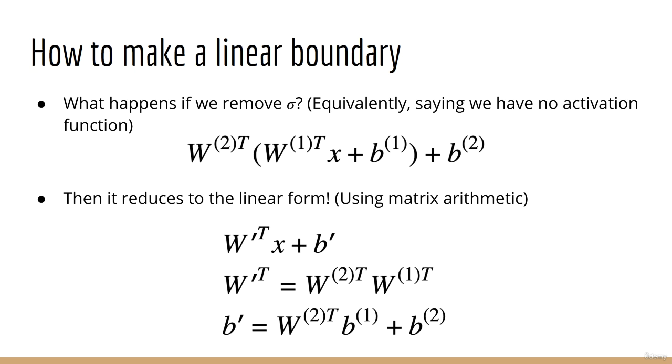It's just straightforward multiplication. Then we just get W prime transpose X plus B prime, where I've substituted W prime equals W2 transpose times W1 transpose, and B prime equals W2 transpose times B1 plus B2. And so you can see that if we have no sigmoids, this just reduces to a linear equation.